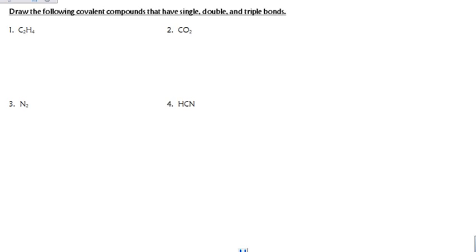In this video, we'll draw some Lewis structures of compounds that have single bonds, double bonds, and triple bonds. If I look at number 1, C2H4, you always want to start with the atom that can make the most bonds, which, if there's a carbon in the compound, is carbon. Carbon makes 4 bonds, which is the most that we'll ever deal with. So we're going to put the carbons down first with their 4 valence electrons. 1, 2, 3, 4.